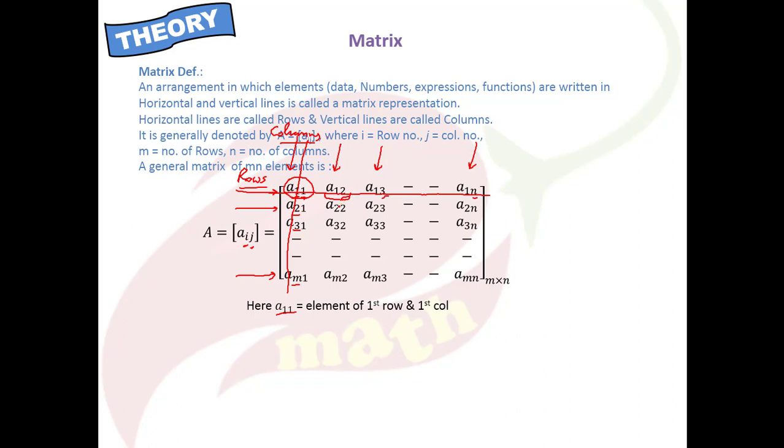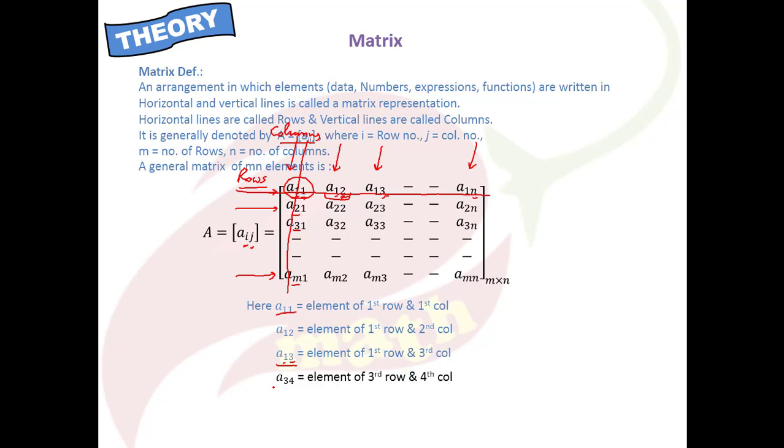What about this A12? Now you can easily guess what A12 will be called. This is the element of first row and second column. Either you draw these rows and columns, or you simply understand this first number, in this case in general letter i, represents row number and second represents column number. So A13, element of first row and third column.